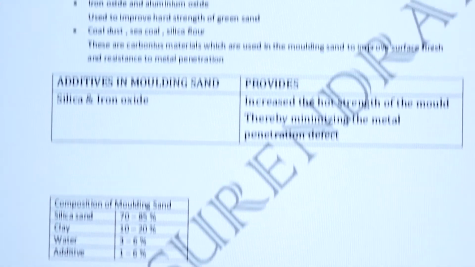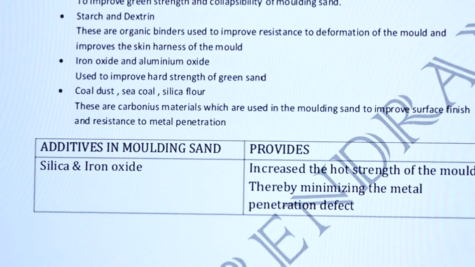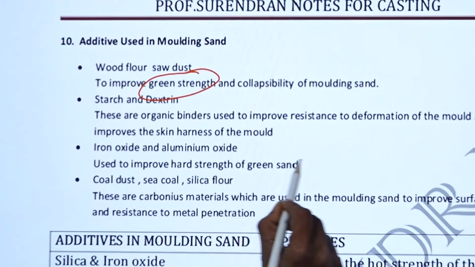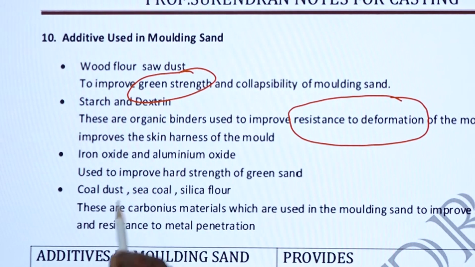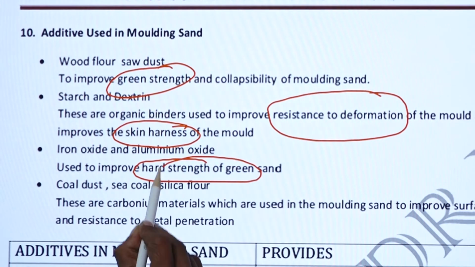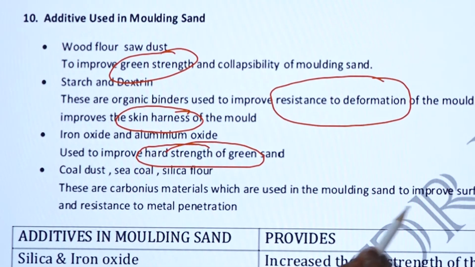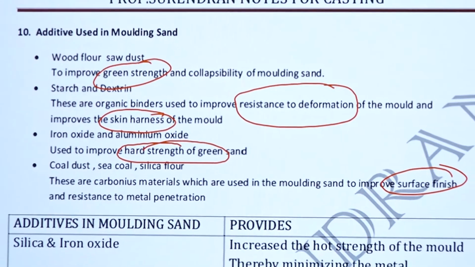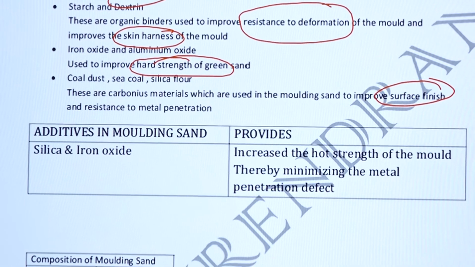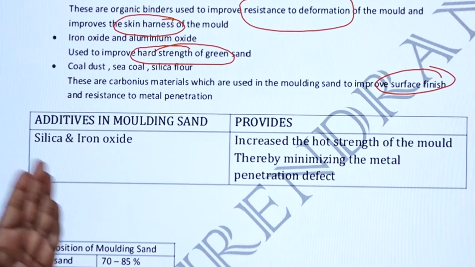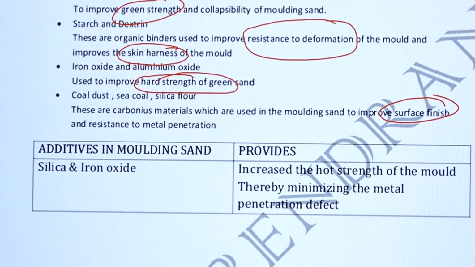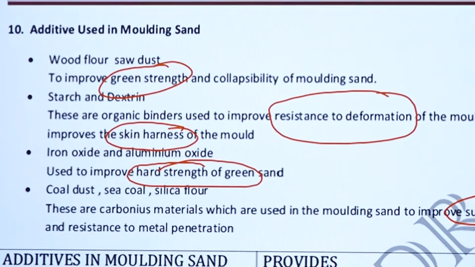Additives in molding sand: we are having wood flour. Wood flour is used to increase the green strength. Starch is used to increase the resistance to deformation and the skin hardness. Iron oxide is used to add strength to the green sand. Coal dust is used for surface finish. So these are the things you have to remember: wood flour, green strength; starch, skin hardness; iron oxide, green strength; coal dust, surface finish.